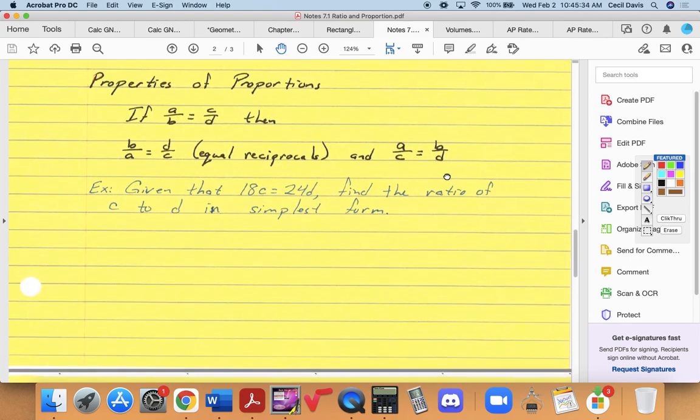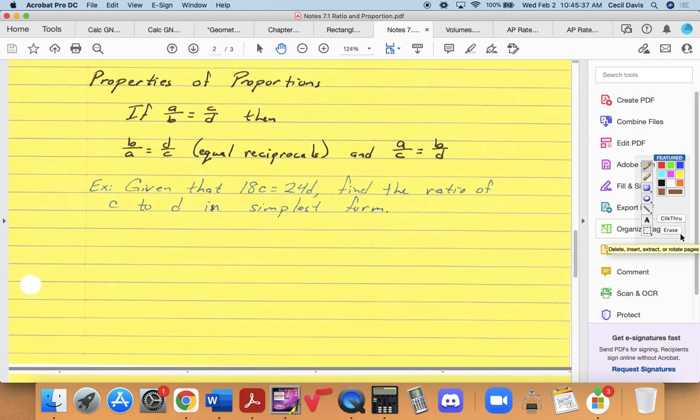Next thing, some properties of proportions. If A is to B as C is to D, or A over B equals C over D, it's the same thing, then we can rewrite this a couple of ways. We could take the reciprocal of both sides: B over A equals D over C. Why is that legal? Well, because it has the same cross products. The cross products up here are A times D and B times C. Down here, the cross products are B times C and A times D. Same cross products that we had to begin with.